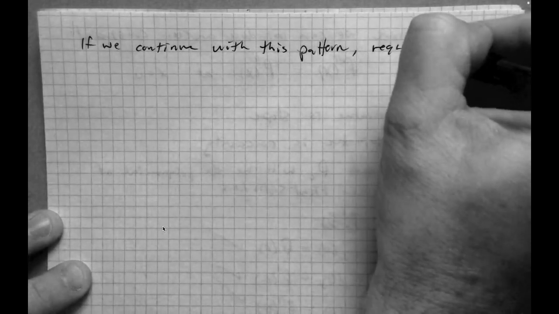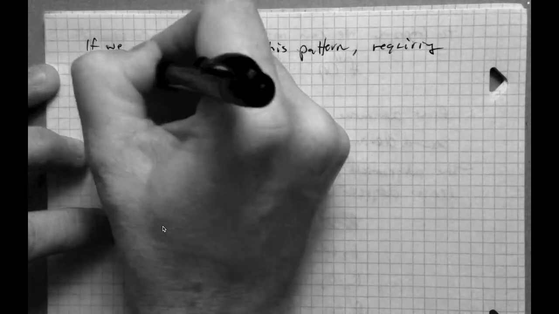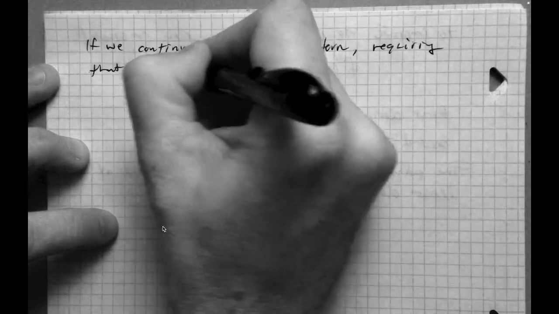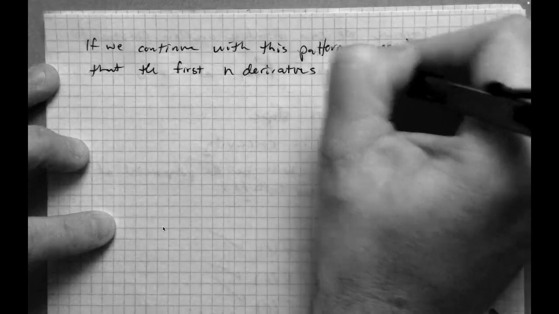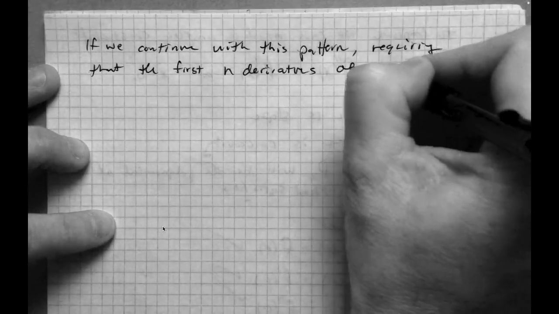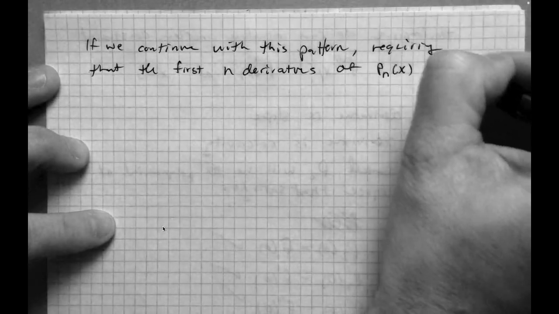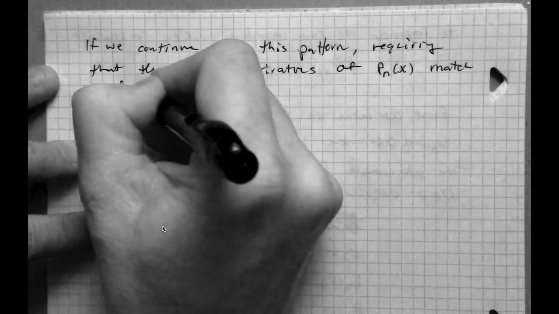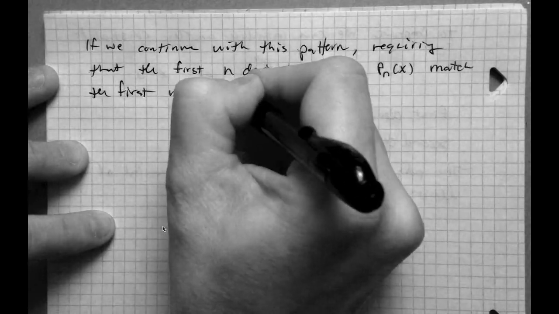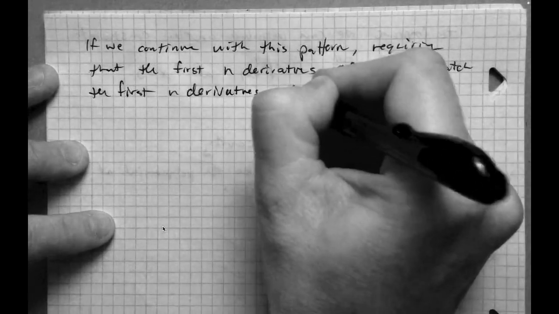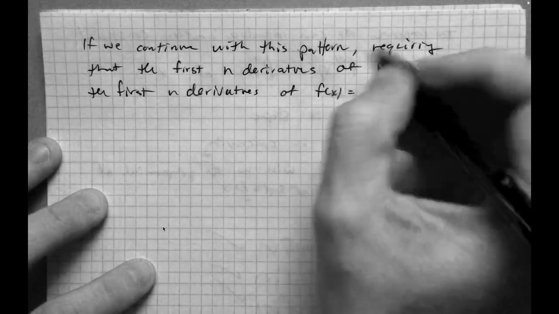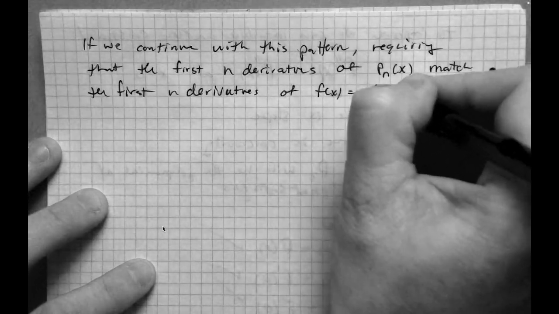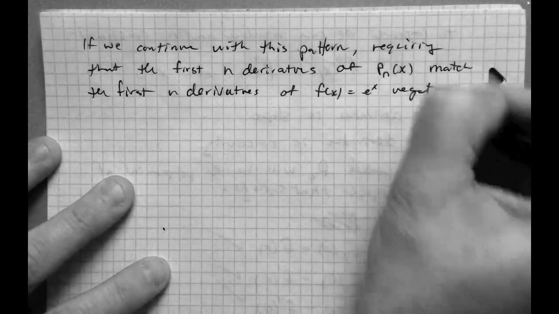So if we continue with this pattern, and I'll just restate the pattern, requiring that the first n derivatives of P, and we'll call it Pn of x, match the first n derivatives of f of x, right, what do we get? And this is for the specific case of f of x equals e to the x. We get something that looks like this.